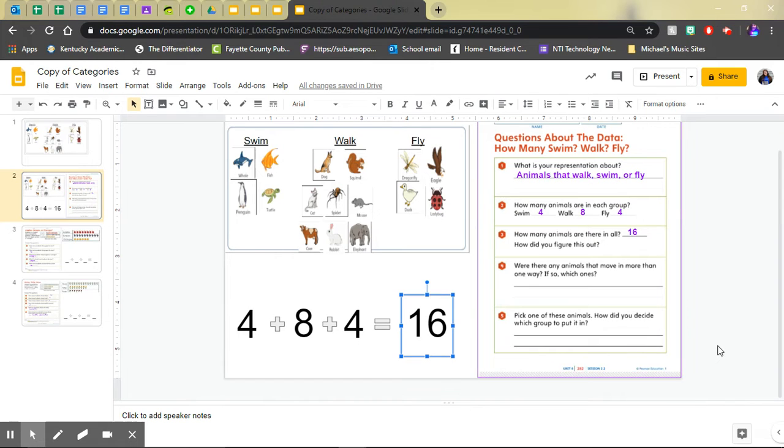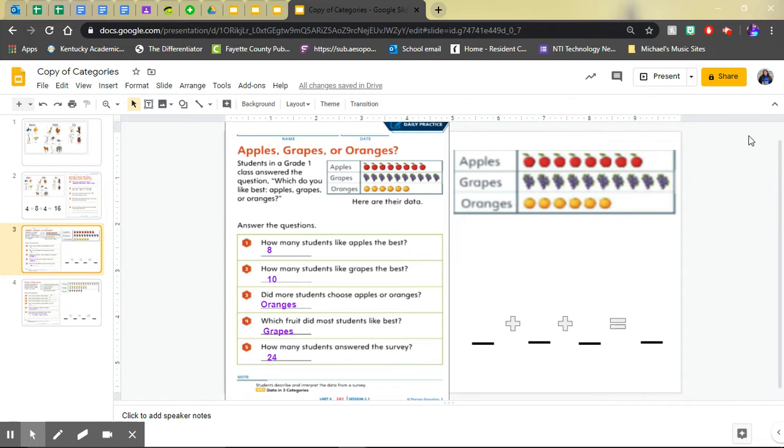Number 4 and number 5 will have different answers depending on the student. So you may have answered this completely different than another student. So let's move on to our pages that we did for practice. Apples, grapes, or oranges?